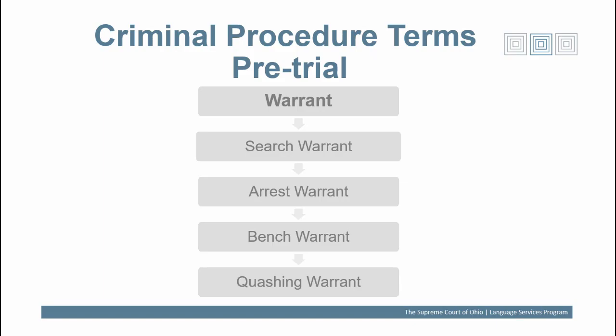It is a legal document that orders the police to arrest and detain you. A bench warrant is a more common warrant than an arrest warrant. Typically, it's issued when someone fails to appear for their court hearing or fails to answer a subpoena.